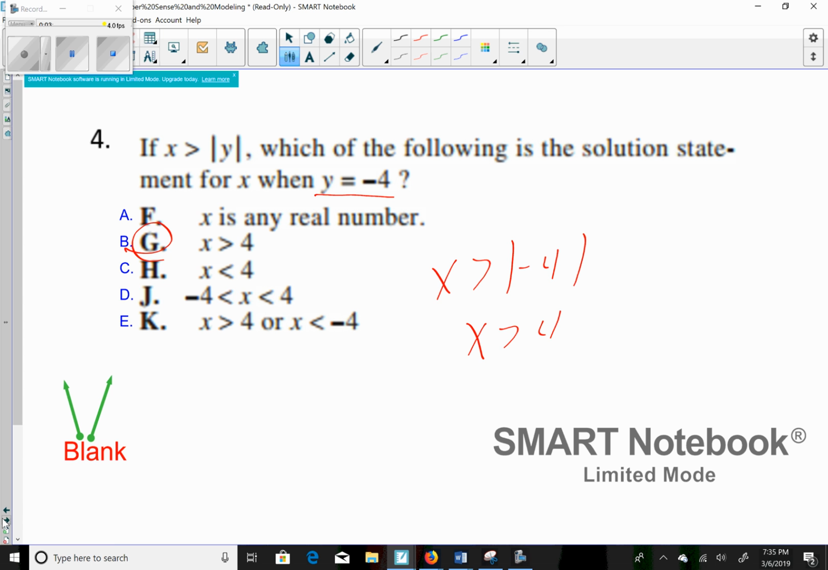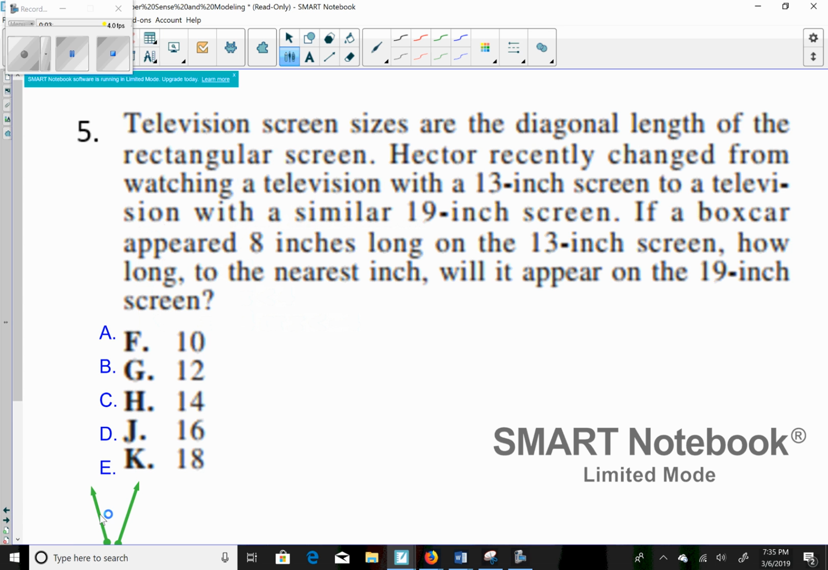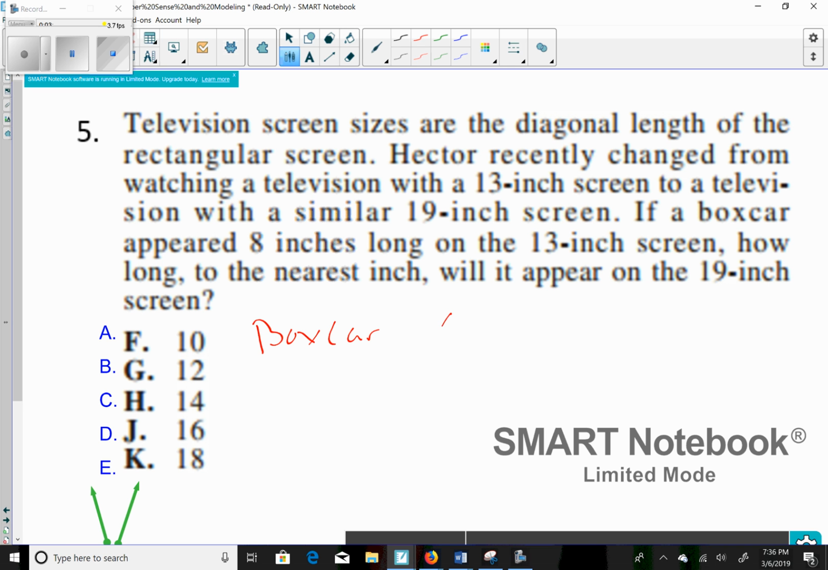All right, looking at number 5. Television screen sizes are the diagonal length of the rectangular screen. Hector recently changed from watching television with a 13-inch screen to a television with a 19-inch screen. If a boxcar appeared to be 8 inches long on the 13-inch screen, I'm going to set up a ratio: the boxcar is 8 inches when the screen size is 13 inches. How long to the nearest inch will it appear on the 19-inch screen?